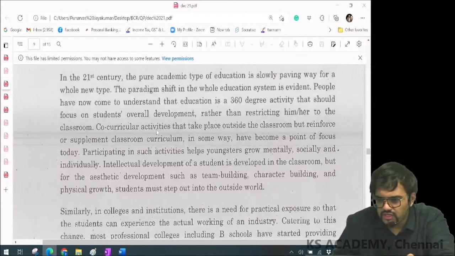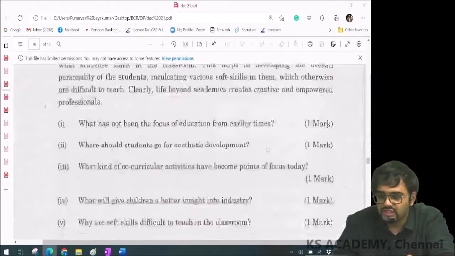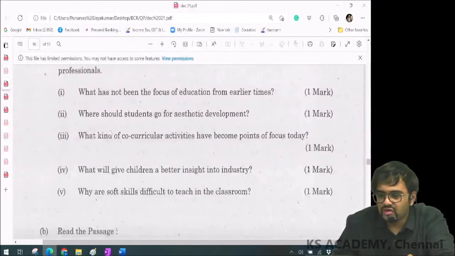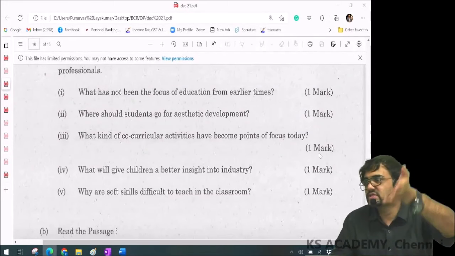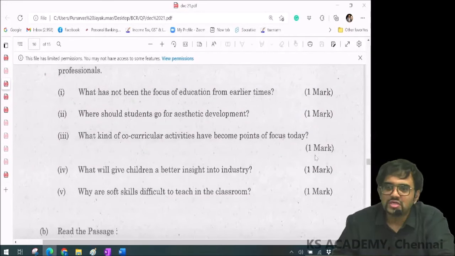Check that. Co-curricular activities that take place outside the classroom but reinforce or supplement classroom curriculum in some way have become point of focus today. So what is the question here? Same. What kind of co-curricular activities have become point of focus today? Same, that answer, copy paste, 1 mark. So it is very, very high scoring if you know where to read.